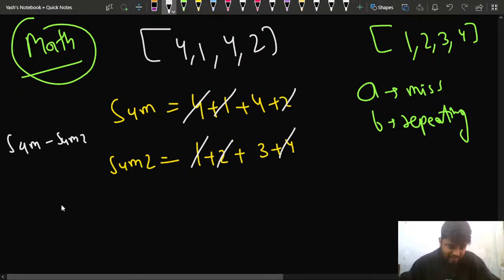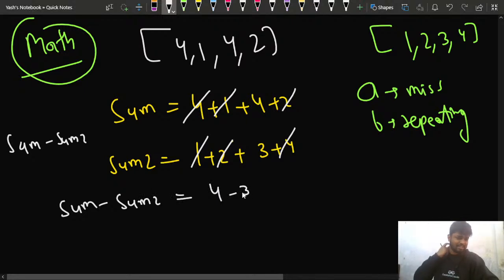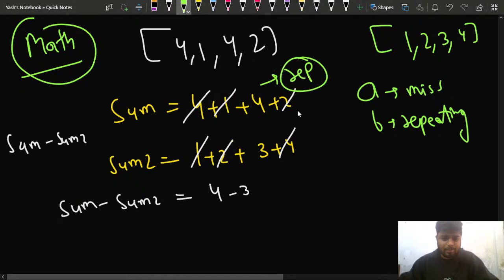When 1 gets cancelled, 2 and 2 get cancelled. So what do I get? I get sum minus sum 2 as nothing but 4 minus 3. This is one of the things that I get. Now what is this thing? Can I say that this array has the repeating number and this array has the missing number, right?